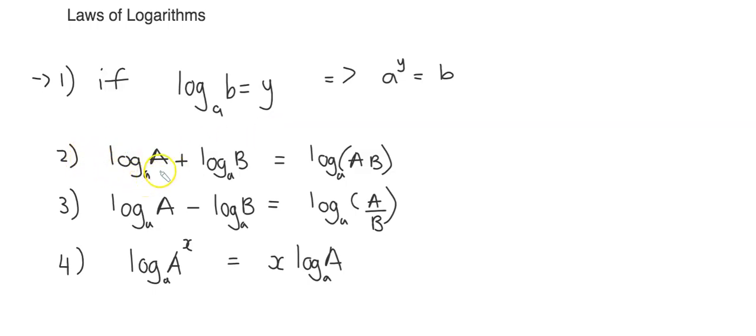Number 2: log of a plus log of b is equal to log of ab. What we're assuming is that all these have the same base, the base of lowercase a. Log of a minus log of b is equal to log of a divided by b. And log of a to the power of x is equal to x times log of a. What this fourth one is really saying is that if I've got a log of something to a power, I'm able to bring the power down the front, essentially. Now x is down the front, or the power's down the front.